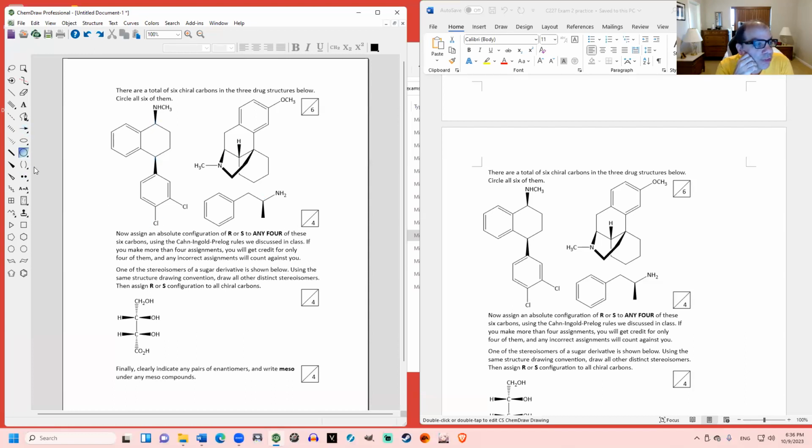Now, in order to figure out whether they're R or S, I don't know if we'll do all of them. We'll put our H's in over here. That's very nice. Both of the H's are on dotted bonds. So let's assign priorities. It says assign an absolute configuration of R or S to any 4 of those 6 carbons. The answers are, of course, in the answer key.